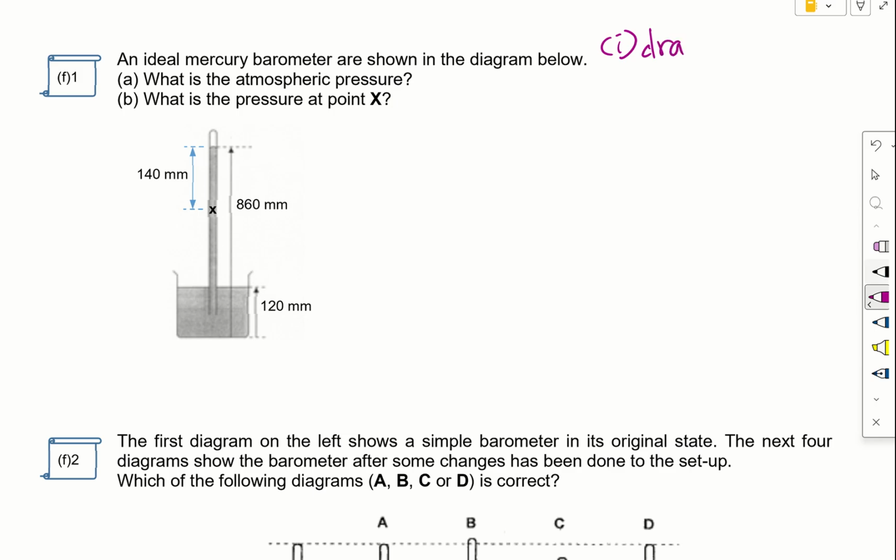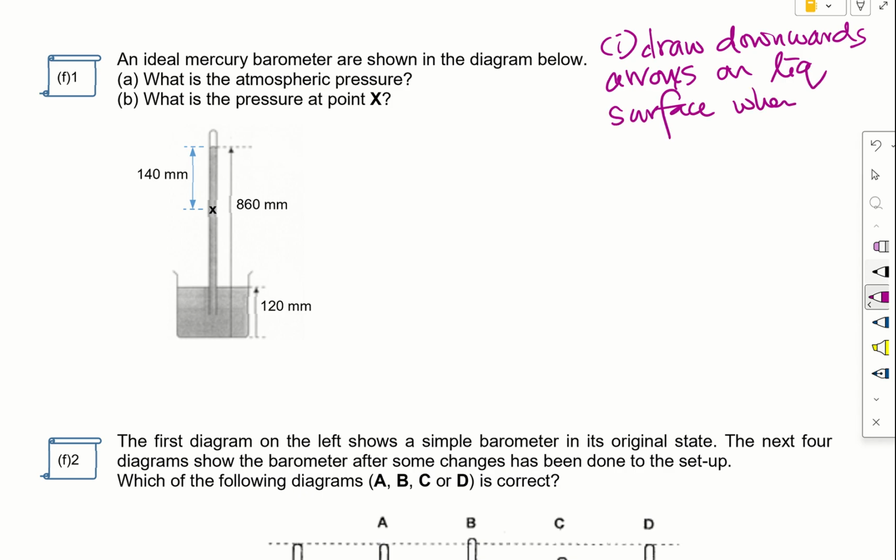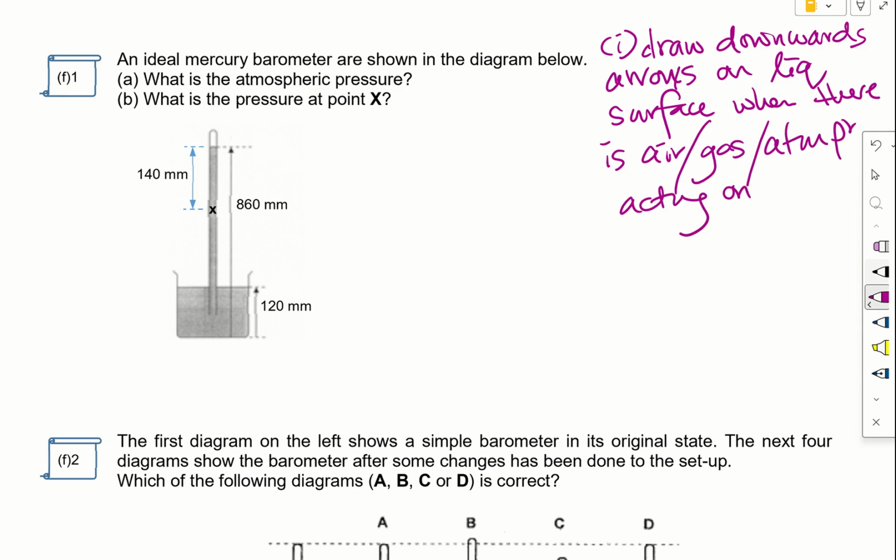Okay, so the first step that you need to know is draw downward arrows on liquid surface when there is air, gas, or atmospheric pressure acting on the surface.